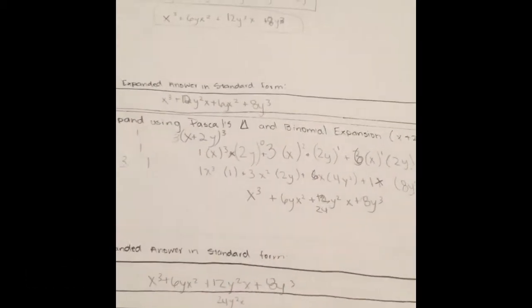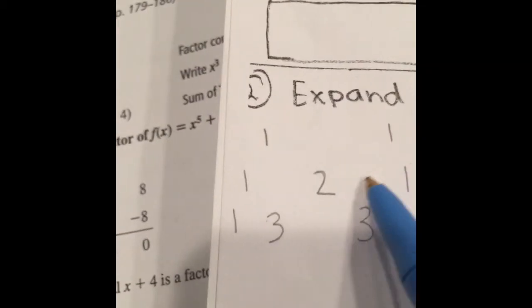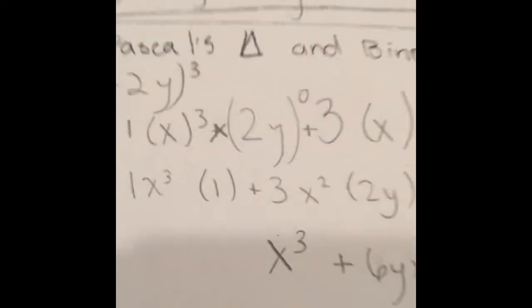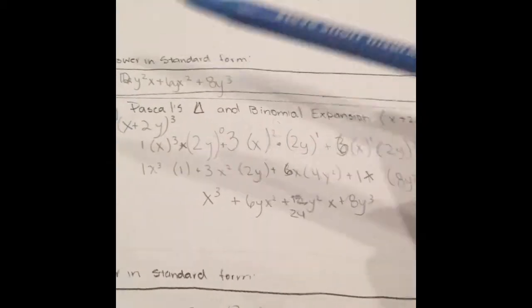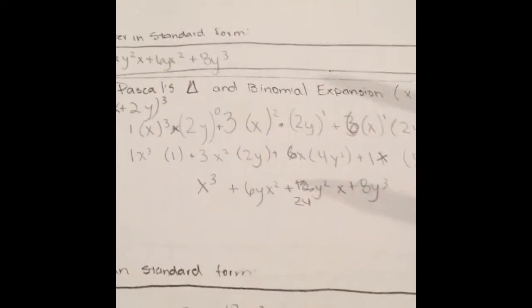So with Pascal's triangle and binomial expansion, it's basically using patterns and combining like terms. So as you can see, you go only down to the third level because the equation x plus 2y to the third power, you only need to go down 3 rows. So as you can see, I combine like terms and simplified to get the final answer.